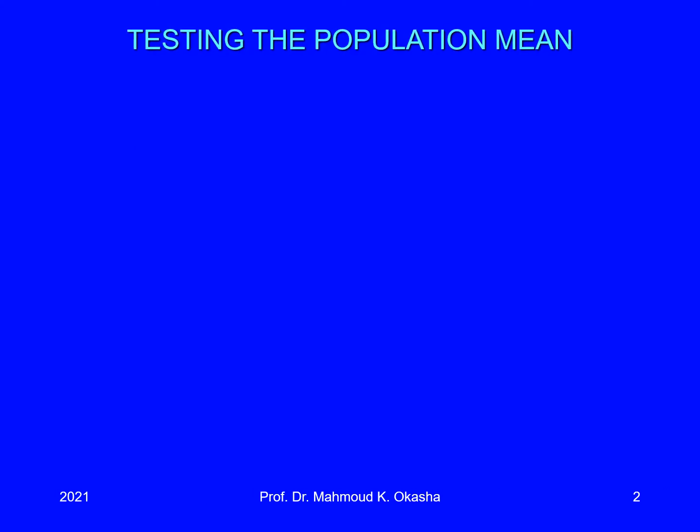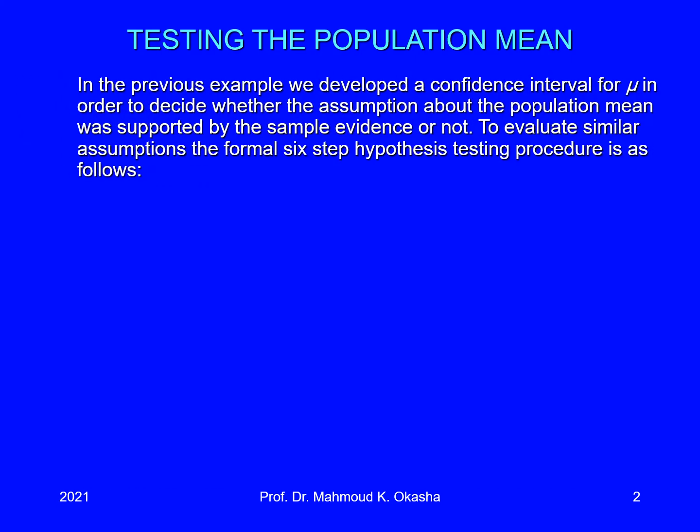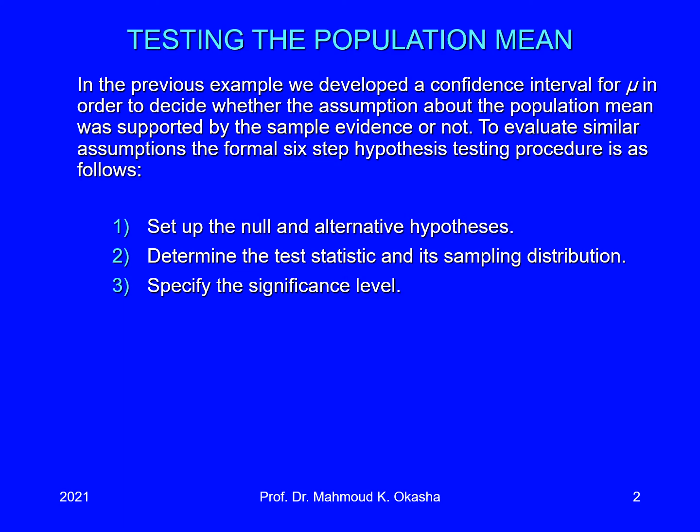We started to talk about the population mean, or conducting some statistical tests around the population mean. We will study some other parameters, but we start with the population mean. Actually, we looked at the steps of testing hypotheses, especially around the mean, and we talked about three main steps. The first step was to set up the null and alternative hypothesis.